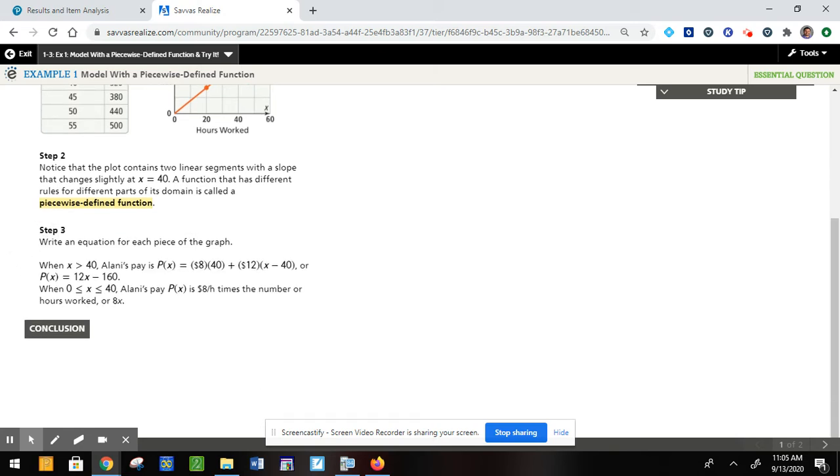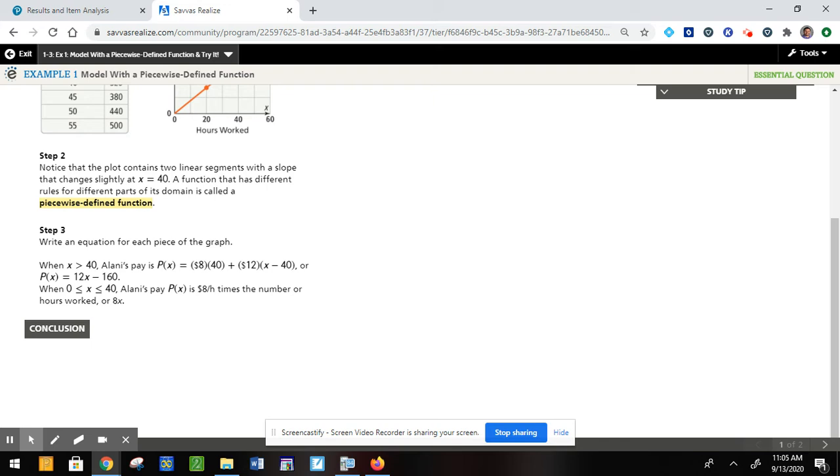All right, so write an equation for each piece of the graph. Well, I'm going to skip down to the second half of this. That part's the easy part, right? When she works between 0 and 40 hours, the function's simple. It's just 8 times the amount of hours she worked for her pay. Eight times the hours worked, or 8 times x.